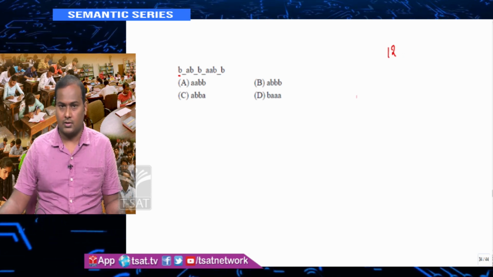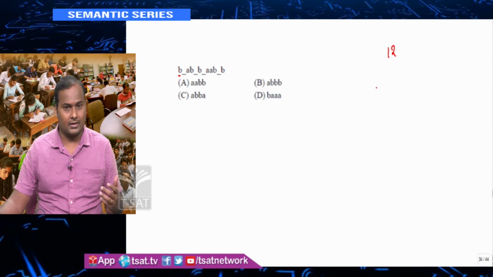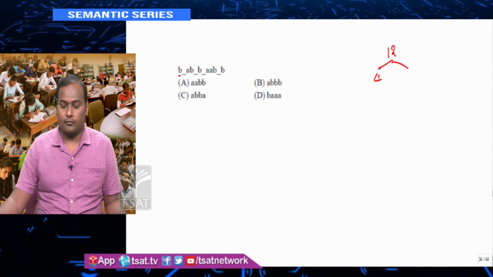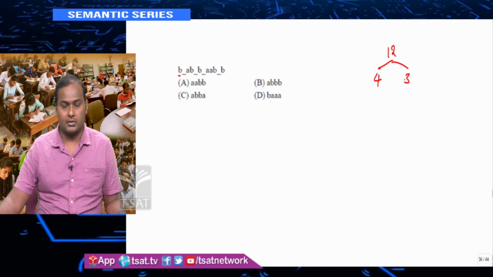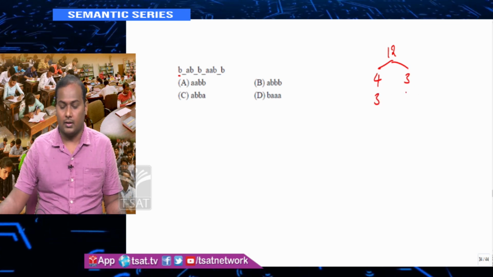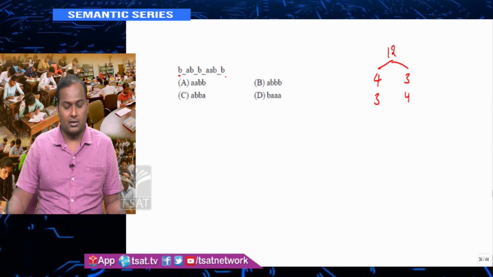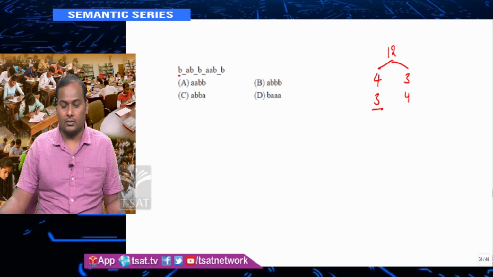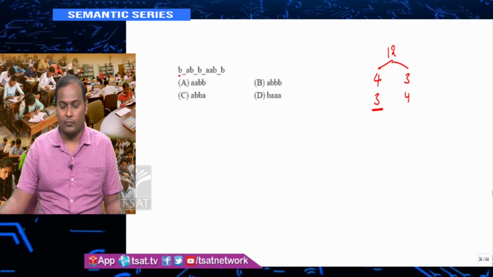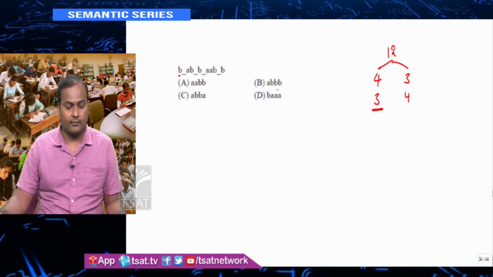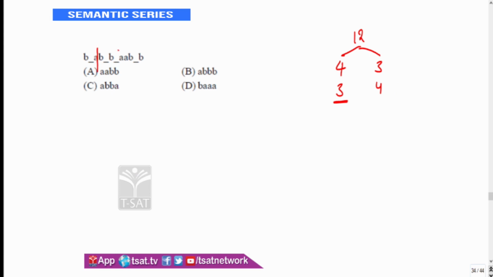So in these 12 letters, how can we write the series? We can write either 4 parts repeating 3 times or 3 parts repeating 4 times. It means we will divide this series either into 3 letters in 4 parts or 4 letters in 3 parts. In this question, B gap A is one part, B gap B is one part, gap A is one part and B gap B is one more part.